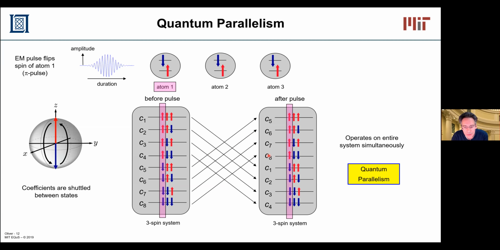So at the end of the day, it's interesting to note that I applied one pulse to one atom, but I was able to shuttle all of the coefficients between all of the aspects in my superposition state. And this is what we mean by quantum parallelism.